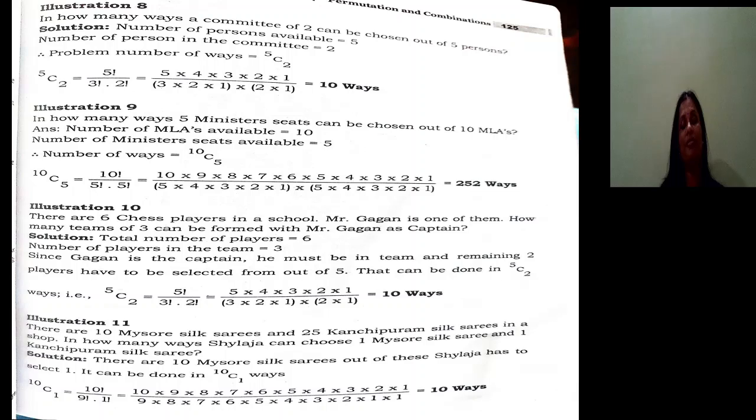Mr. Gagan is one of them. How many teams of 3 can be formed with Mr. Gagan as captain? So there are totally how many players? 6 players. Number of players in a team should be 3. So try to understand. Gagan should be the captain. So he is fixed. So when we leave Gagan, because he is fixed, we will be left with 5. So we need to have a team of 3. So already Gagan gets selected, 2 need to get selected. So out of 5, 2 must be selected. 5C2 is answer. So answer is 10 ways.